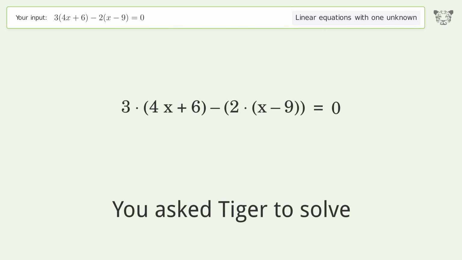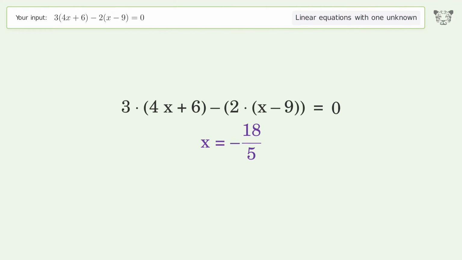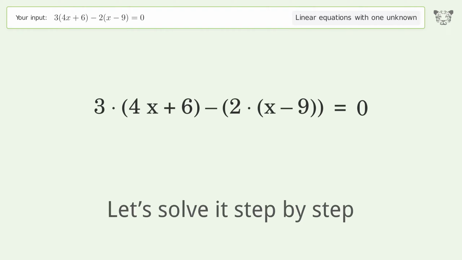You ask Tiger to solve. This deals with linear equations with one unknown. The final result is x equals -18/5. Let's solve it step by step.